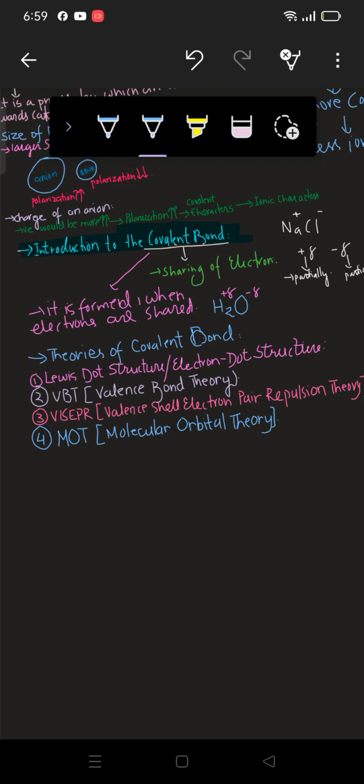So in the next video we are going to discuss the Lewis dot structure, or you can say electron dot structure, in great detail. We're going to have a formula for it as well, and tricks for it as well, so that we know how the Lewis dot structure is made. We're going to make a lot of structures with the help of Lewis dot theory.